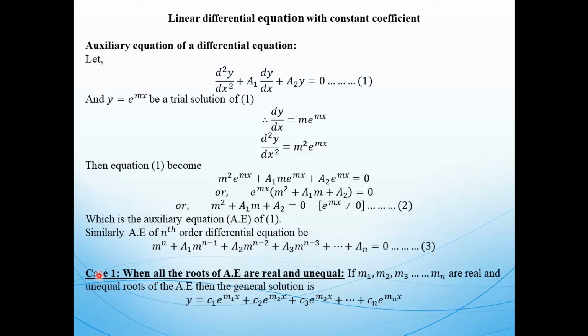Now we will discuss case 1: all the roots of the auxiliary equation are real and unequal. If m1, m2, m3, ..., mn are real and unequal roots of the auxiliary equation, then the general solution is y is equal to c1 e to the power m1x plus c2 e to the power m2x plus c3 e to the power m3x plus ... plus cn e to the power mnx.